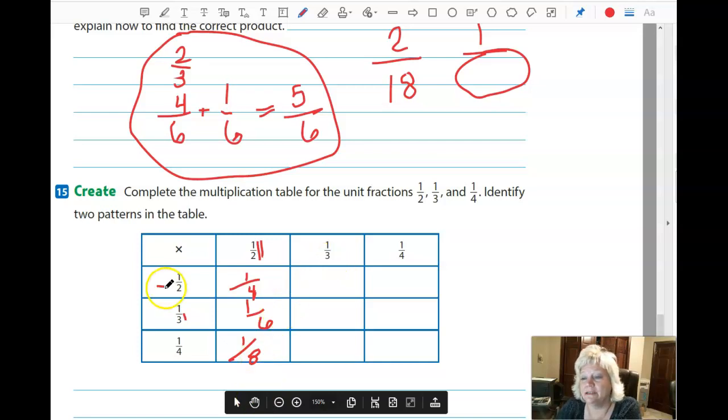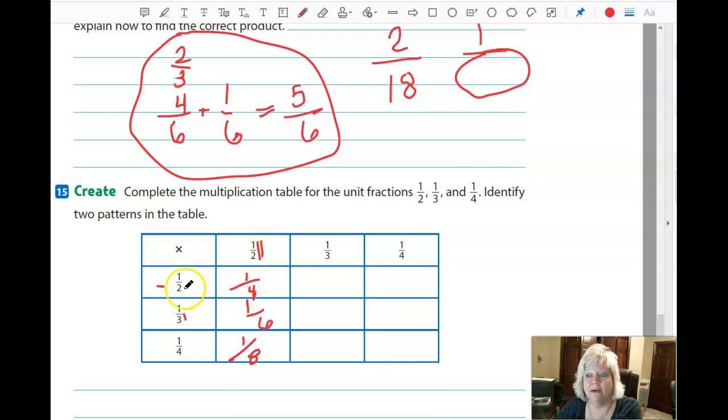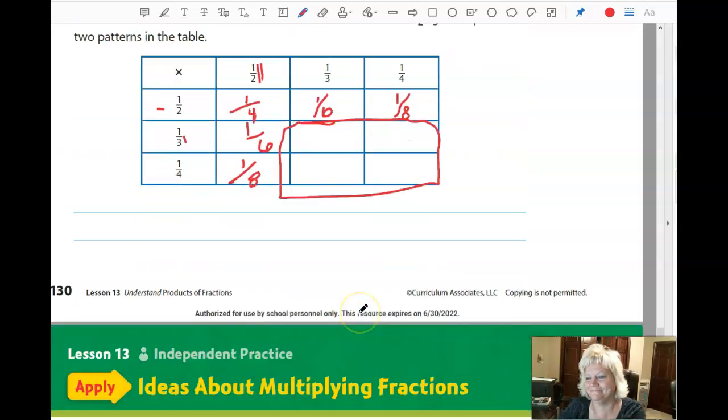Right. Let's go across. 1/2 times 1/2, we already have it. 1/2 times 1/3, 1/6. 1/2 times 1/4, 1/8. And so on. You can finish these 4 boxes.